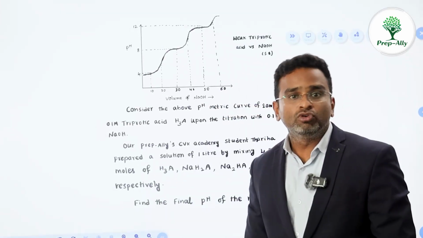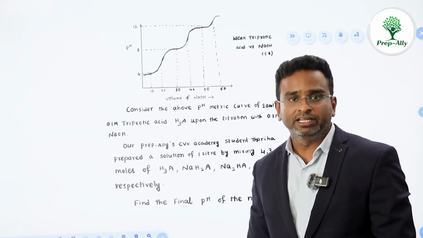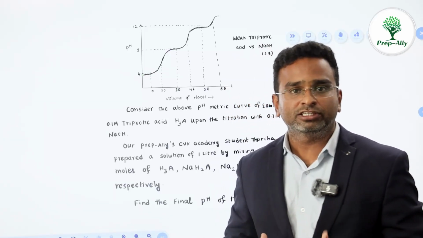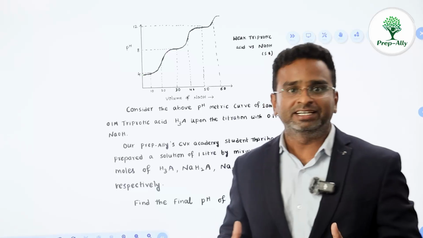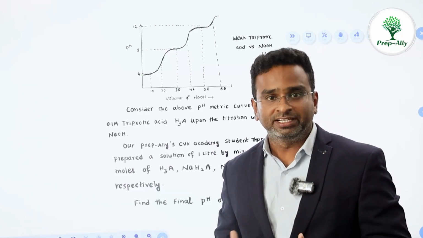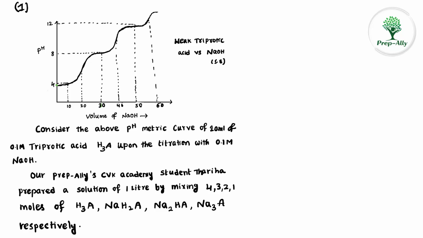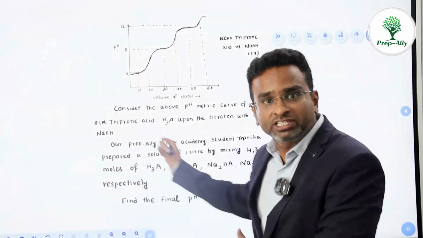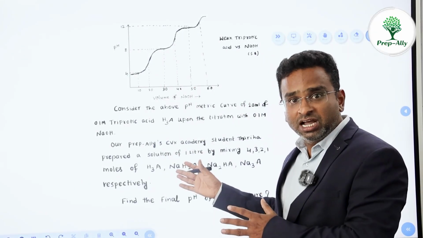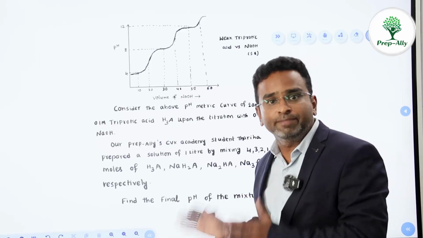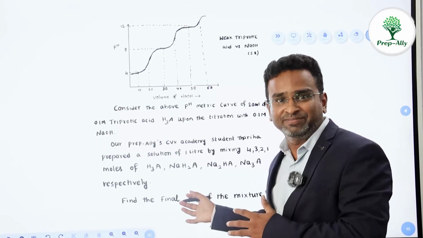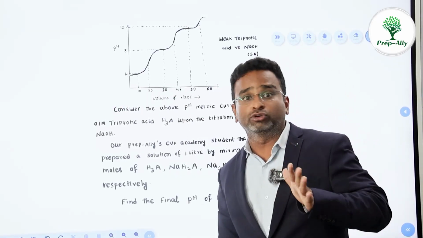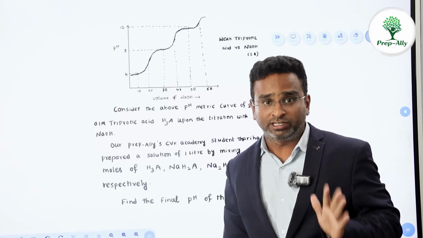Ionic equilibrium, one of the most difficult chapters in physical chemistry. Many students requested me, "Sir, can you take a class regarding ionic equilibrium, polyprotic acids, pH metric curves, all these things?" So today I'm going to solve one of the most important JEE Advanced level questions regarding ionic equilibrium. This question involves pH metric curves as well as a mixture of polyprotic acids, amphoteric species and extra. And this is really interesting. After solving this question, I'm pretty sure you are going to rock in ionic equilibrium concepts.